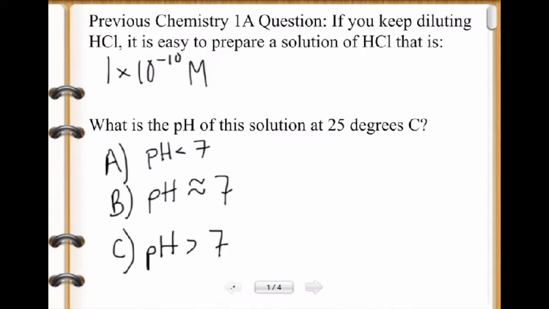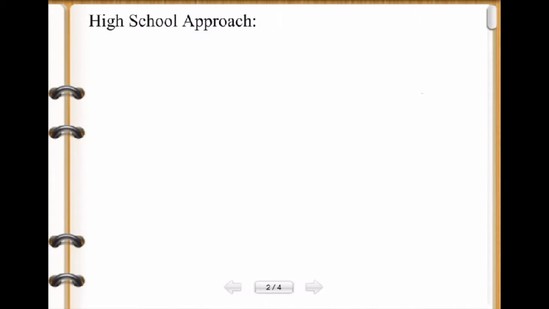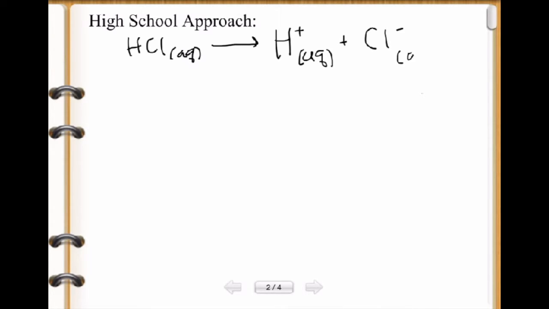So I'm going to go through this and kind of show you how a high schooler would approach this and how college expects you to approach this. So the high school approach would kind of have you saying, okay, well, I know HCl. Remember to write the state is aqueous because it's dissolved in water. It's going to break completely down into H plus, also aqueous, and then Cl minus, also aqueous.